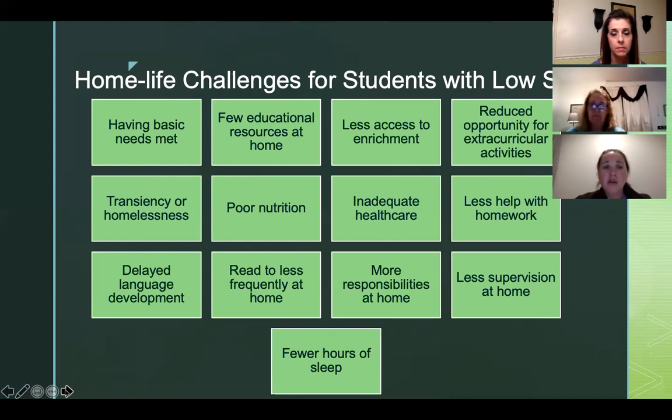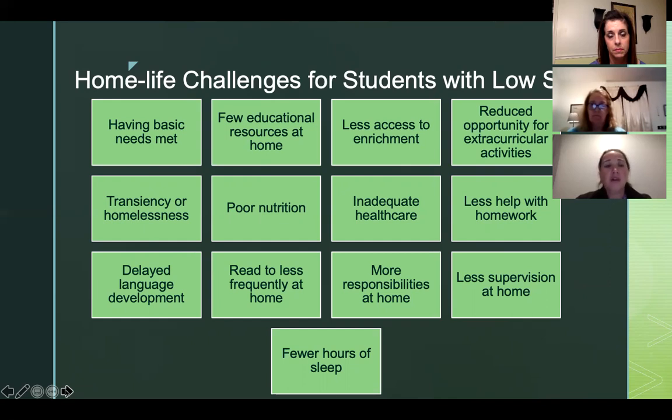They also struggle with poor nutrition and health because healthy food tends to be more expensive, and going to the doctor is expensive. So those tend to be a luxury for these families, because they just can't afford it, and a lot of times their health will suffer.